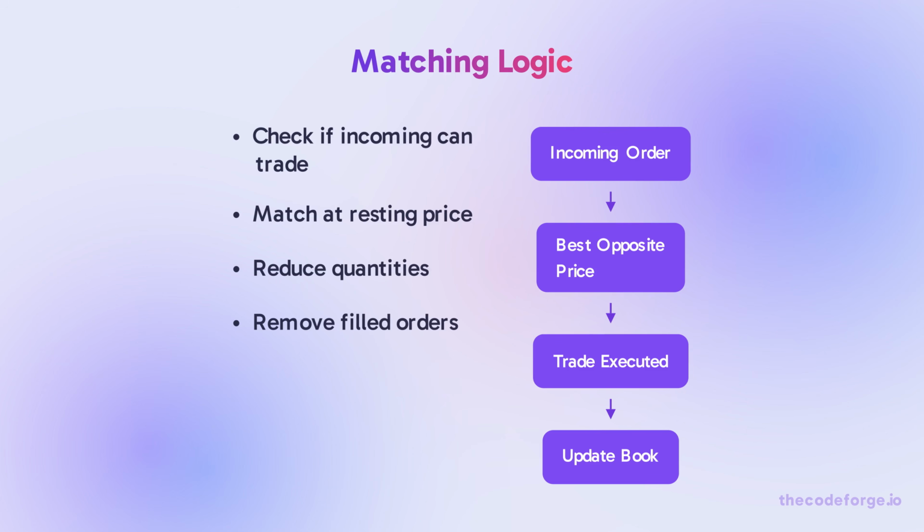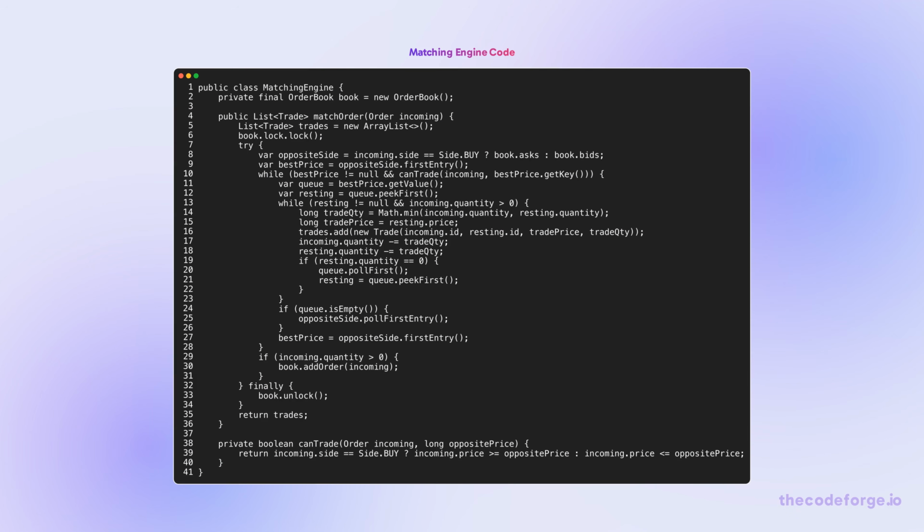When a new order arrives, we check if it can trade against the best opposite price. If yes, a trade occurs at the resting price. We reduce quantities and remove filled orders. This loop continues until no more matches. Here's the matching loop with a coarse lock. It iterates over price levels, matches orders, and adds any remaining quantity back to the book. This works, but the lock serializes all orders.